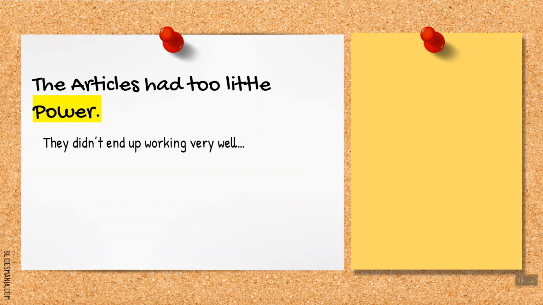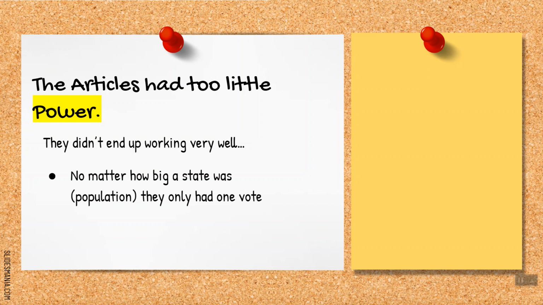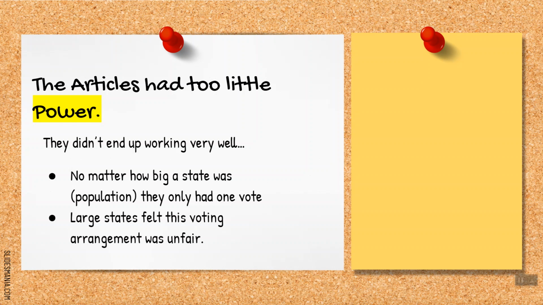Do you ever hear about our American government being run by the Articles of Confederation? You don't. You hear about the Constitution. It's because the articles failed. No matter how big the state was, this is why it didn't work. No matter how big the state was in population, they only had one vote. So the teeny, tiny little state of Rhode Island, their governor's vote counted exactly the same as Virginia, who was the biggest state at the time. And so it didn't represent the people very well. Congress wasn't elected by the people, so it really didn't represent any of the people of the country at the time, just the governors of the states. And large states really felt that this voting arrangement was unfair.